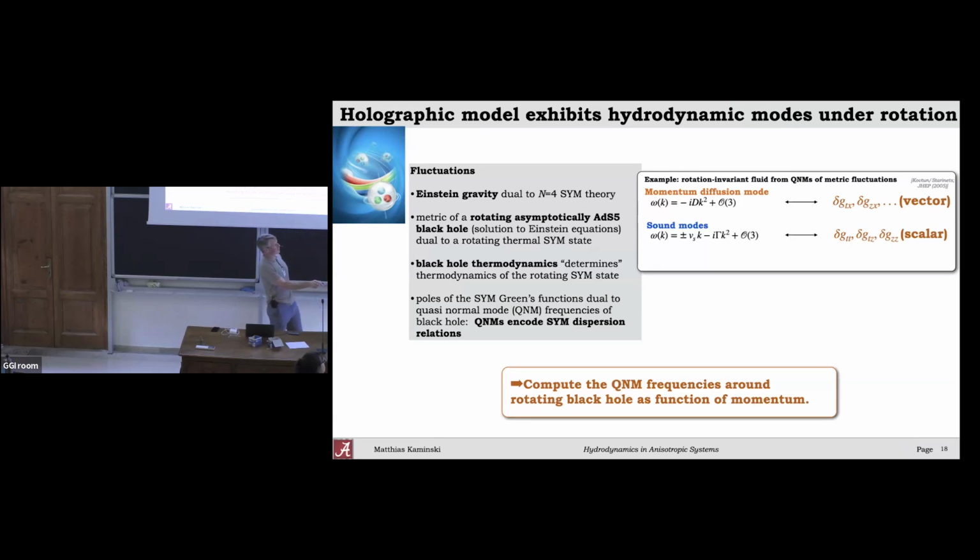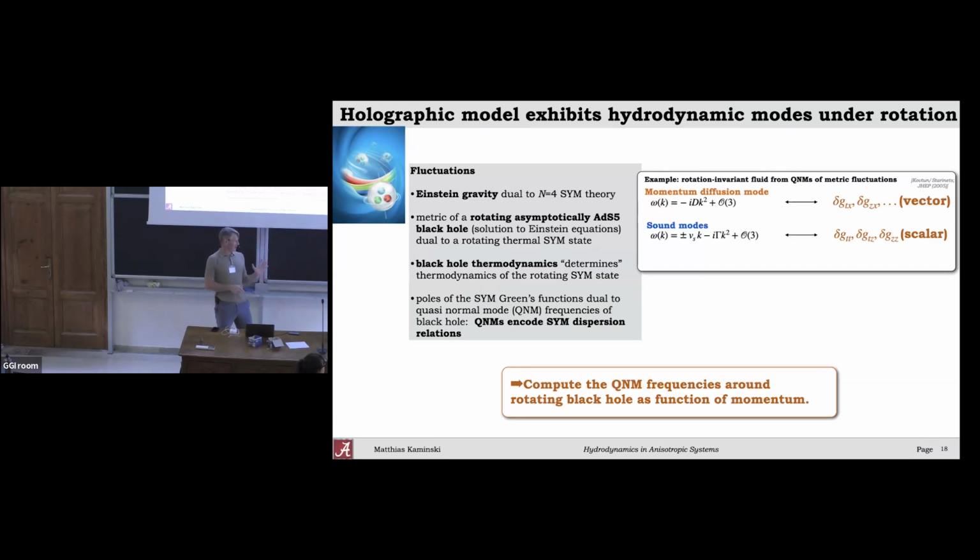And then you have sound modes, and these sound modes you would find in the scalar sector of the metric. The scalar sector having two time directions in the metric, or time and then the momentum direction z, or two momentum directions. So the point is, you can classify these and separate them into different sectors, solve the fluctuation equations, and find the quasi-normal mode solutions.